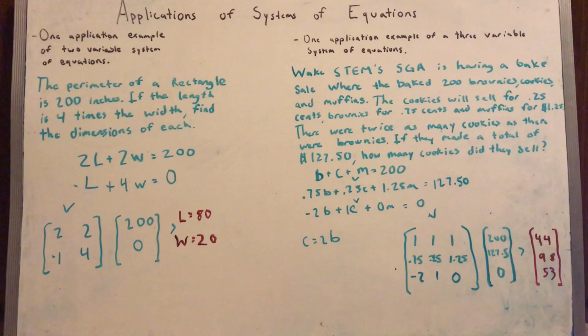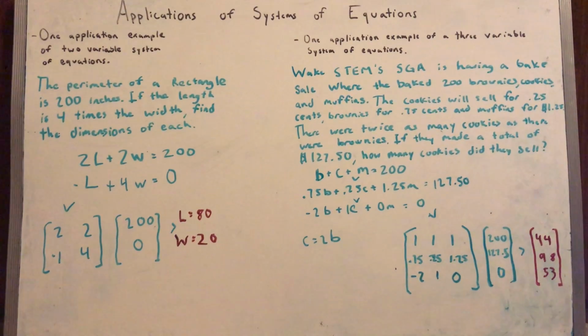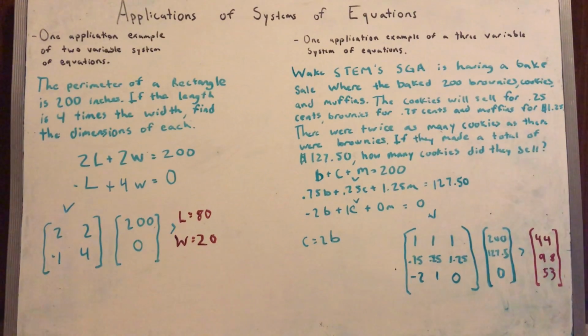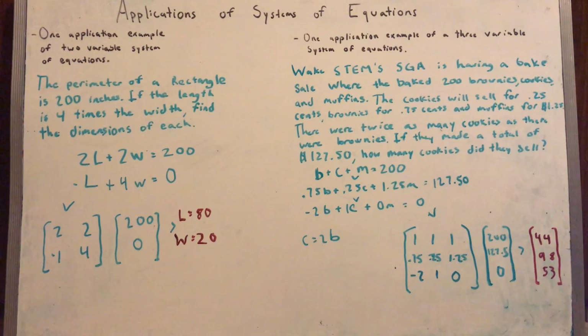So, Wake Stems SGA is having a bake sale where they baked 200 brownies, cookies, and muffins. The cookies will sell for 25 cents, brownies for 75 cents, and muffins for $1.25. There were twice as many cookies as there were brownies. If they made a total of $127.50, how many cookies did they sell?